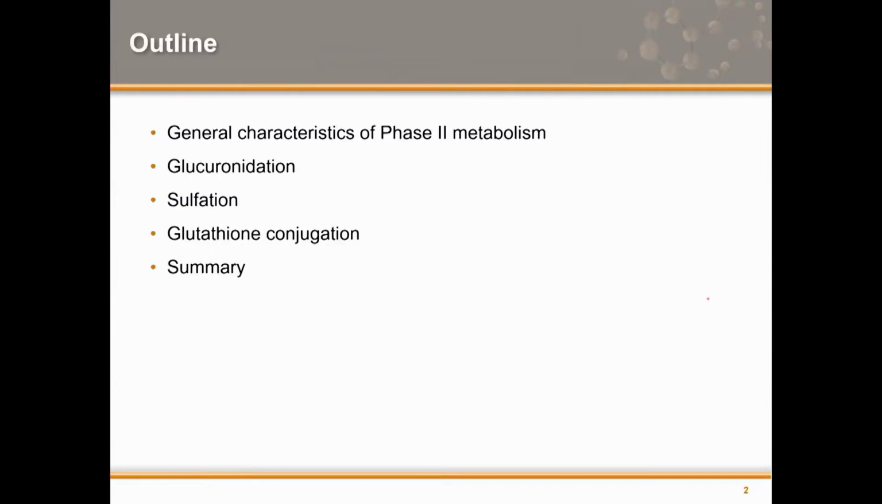So I'll start with just an overview of the characteristics of phase 2 metabolism, followed by more details about 3 specific conjugation reactions: glucuronidation, sulfation, and glutathione conjugation. And then I'll end with a summary of what I've covered.